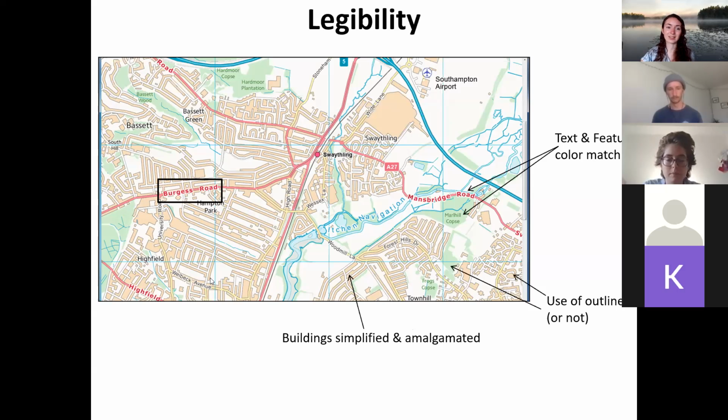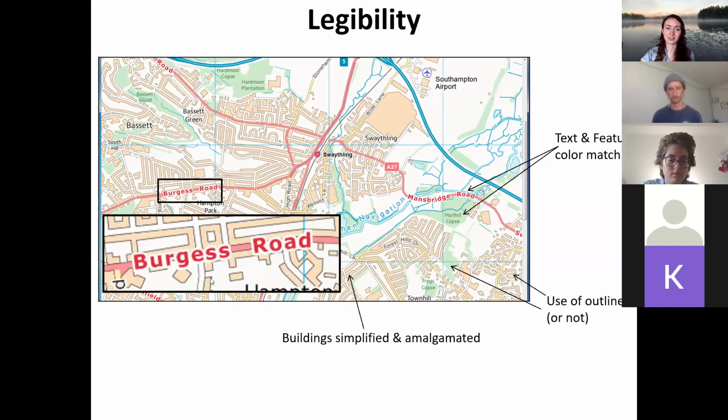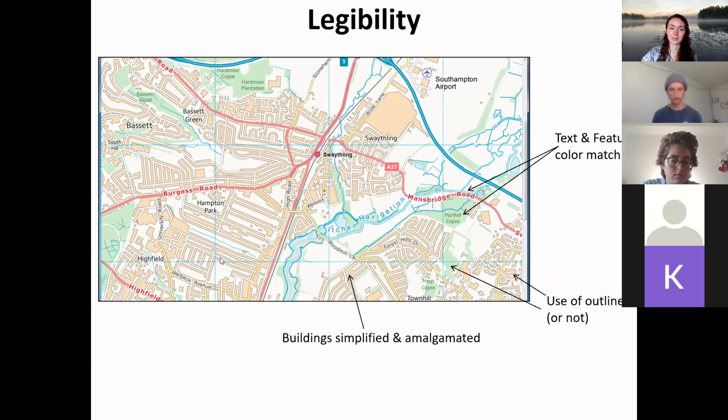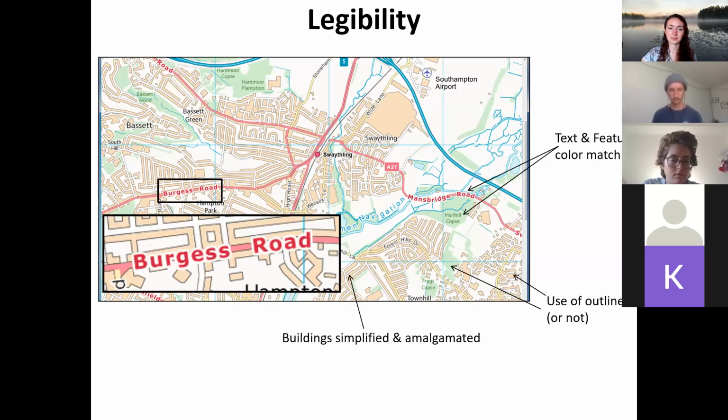Another nifty trick is creating a halo around your text. That helps it stand out if you have a busier background. So in this case, if you just had the red text, it probably wouldn't show up super well against a red background. When you create your symbology, it gives you an option to create a halo, and you can make it any color you want, and that can help it stand out.